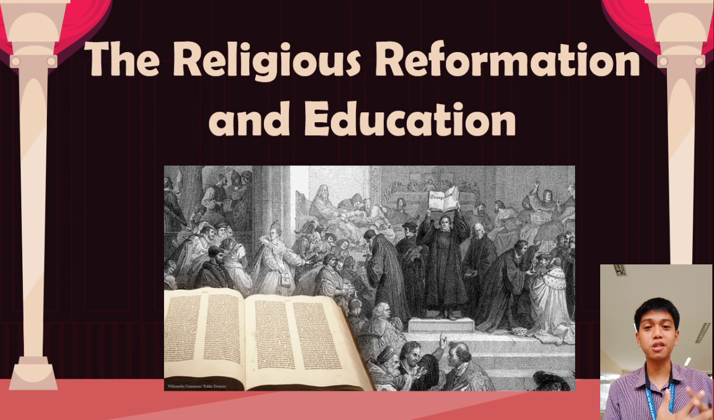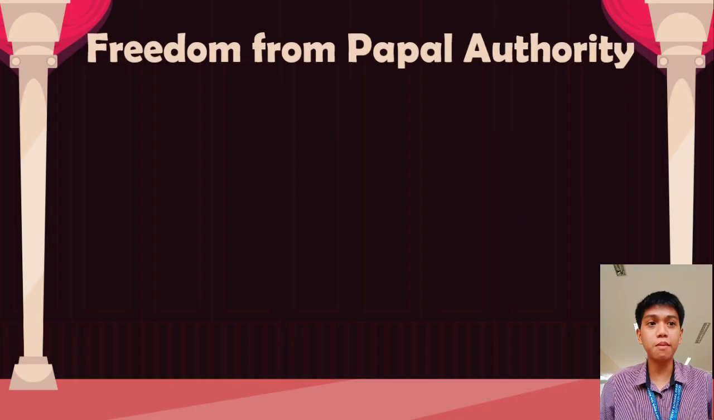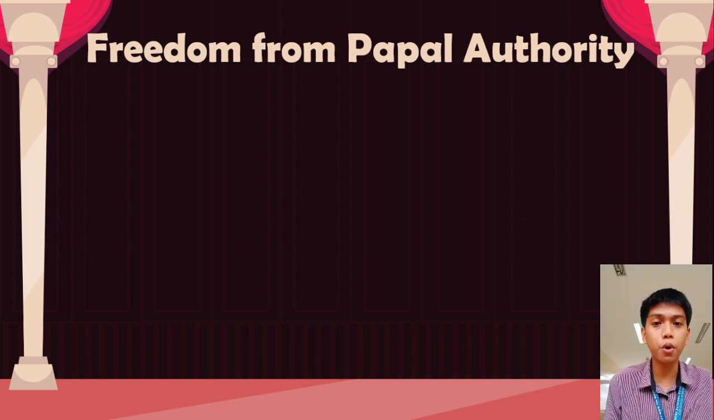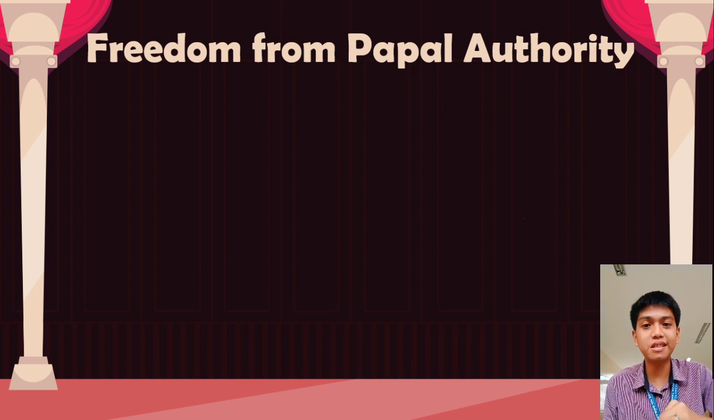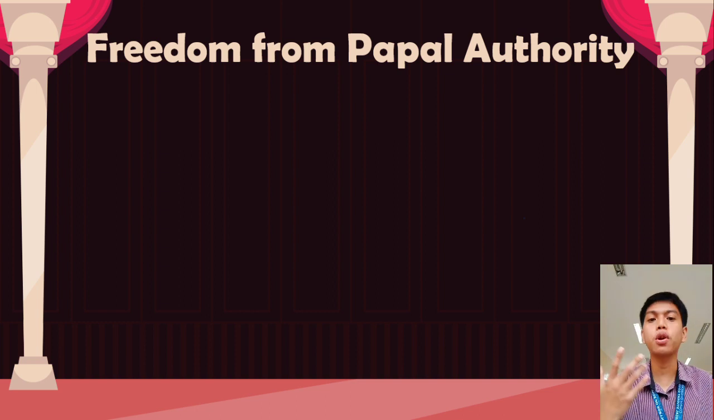Now let us jump to the next timeline of our history, which is the religious Reformation and education. To better understand the religious reformation, we need to first tackle the freedom from papal authority. Papal means pope. Papal authority simply means the power of the pope. Someone who represents the pope is a papal representative. So, what really happened during the freedom from papal authority?